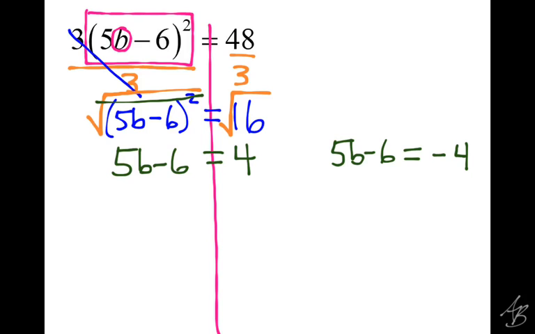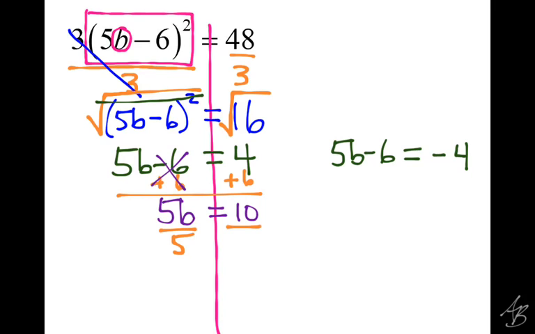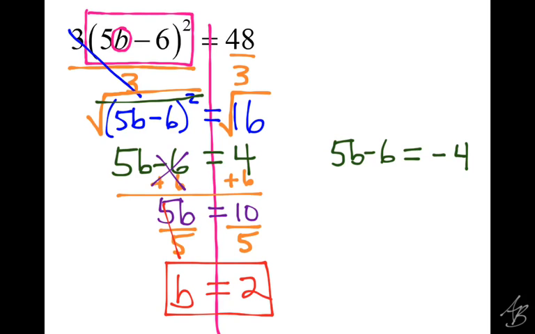Now we solve. So to get the b by itself in this equation, we have to get rid of the 6 by doing what? Adding 6. And those 6's are going to cancel, leaving 5b equals 10. And then divide by 5. Those 5's cancel, leaves b equals 2. So there's one of your answers for b. But we are going to get 2 answers here, so let's go over to the other equation to solve that one.